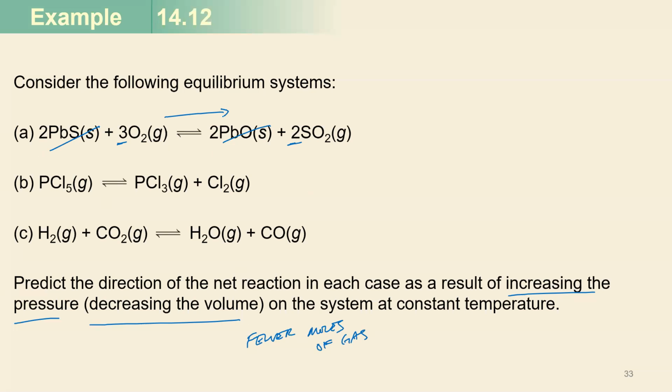How about for B? Increasing the pressure for B? Left. That's it. We have 1 mole versus 2 moles. And then for C, the last one, since the moles are equal, does it not shift? Yeah, we will see no shift here. Right? Absolutely.